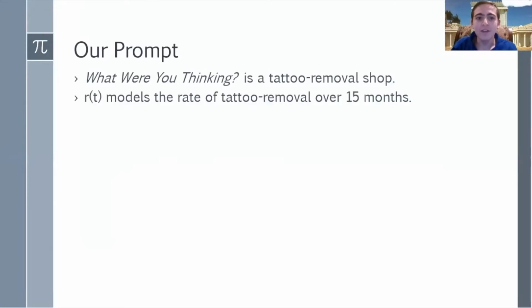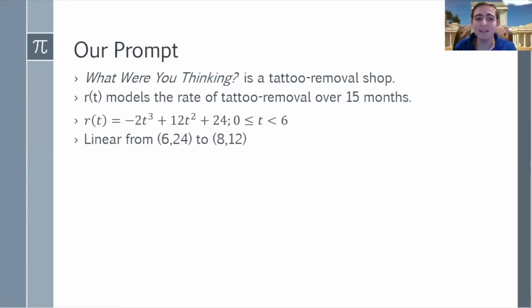And so this tattoo removal shop has a rate that models tattoo removal over 10 minutes, over 15 months, called R of T. While T is greater than 0 but less than 6, R of T is equal to -2T cubed plus 12T squared plus 24. The next part of the graph is linear from 6 to 8.